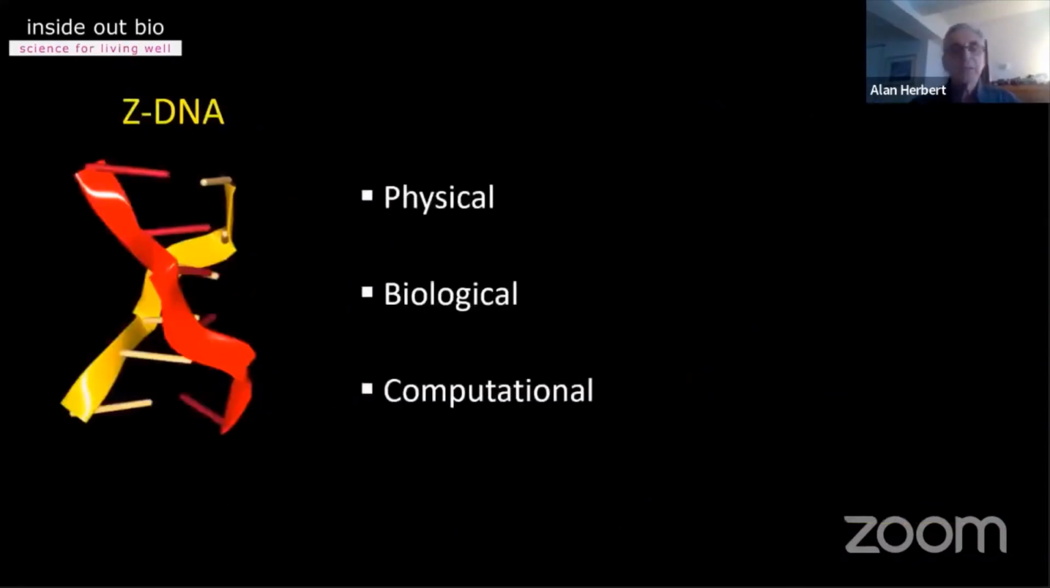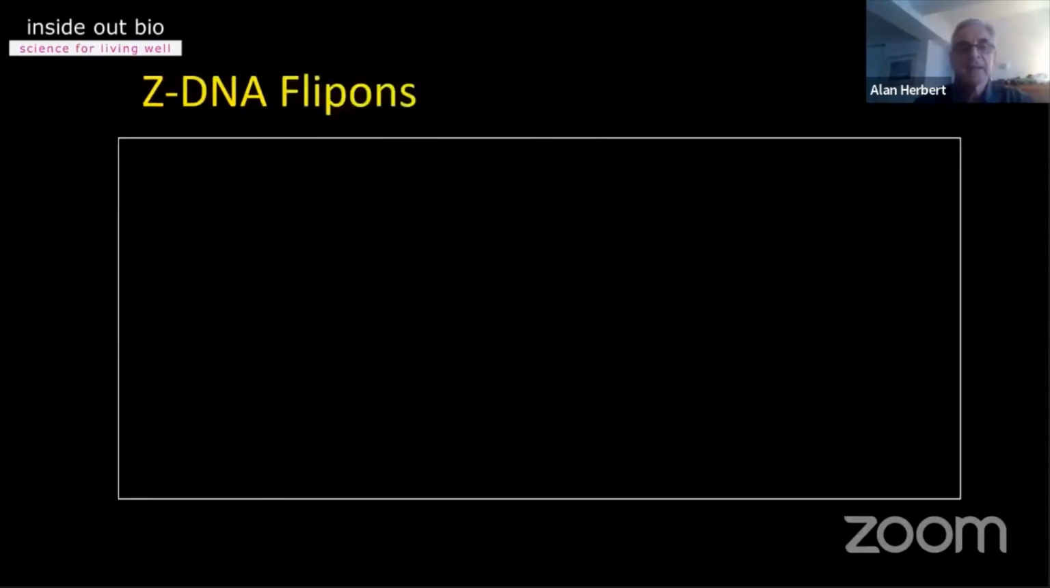And so what we're going to talk about is the physical nature of this flip, what causes it to happen, the biological implications of being able to flip from B to Z-DNA in a binary manner, and also the computational implications of having a flip-on like Z-DNA.